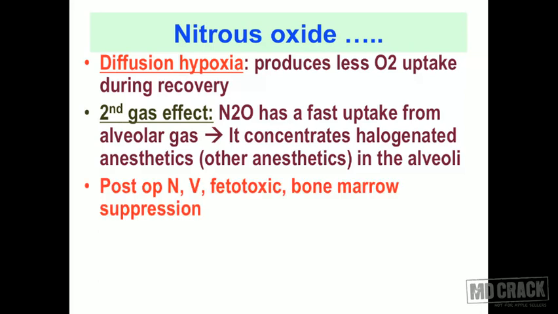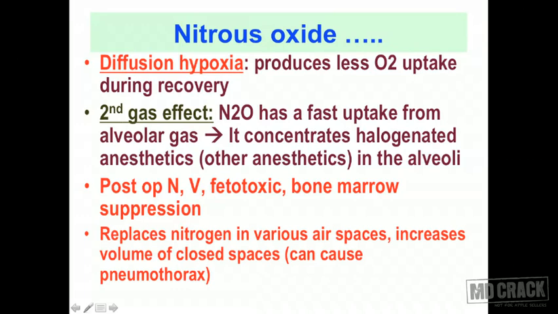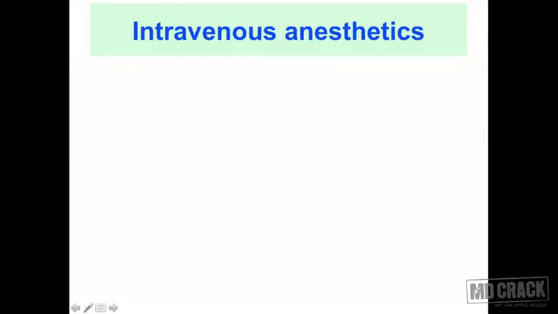What are the adverse effects of nitrous oxide? It could produce postoperative nausea and vomiting. It is a phytotoxic agent, and it could produce bone marrow suppression. It also replaces nitrogen in various air spaces, and when nitrogen is replaced by nitrous oxide, you get increase in the volume of the closed spaces, and this can lead to pneumothorax. So these are some of the adverse effects of nitrous oxide.